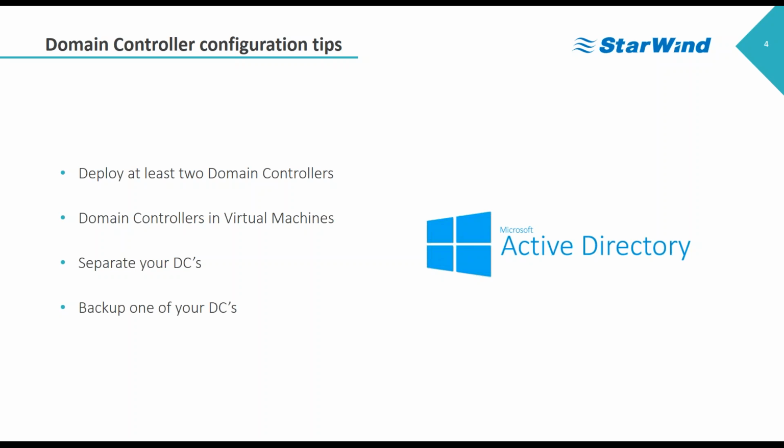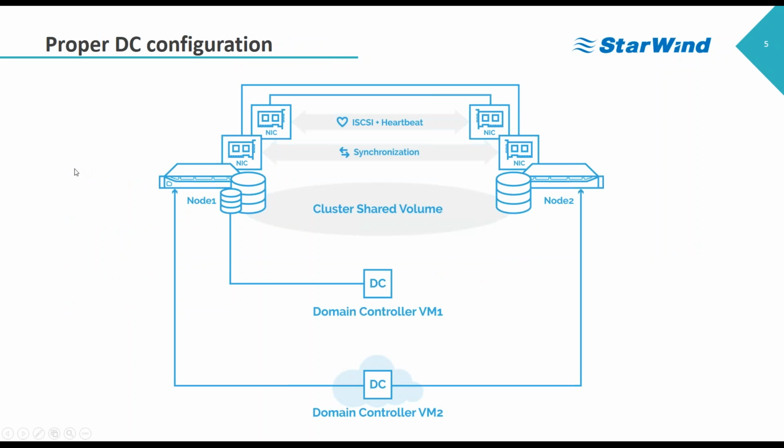Now I just want to speak about proper configurations or misconfigurations for the DCs. For example, we have in our environment the hyperconverged scenario, which consists of 2 nodes. There is a cluster shared volume built with the functionality of StarWind.